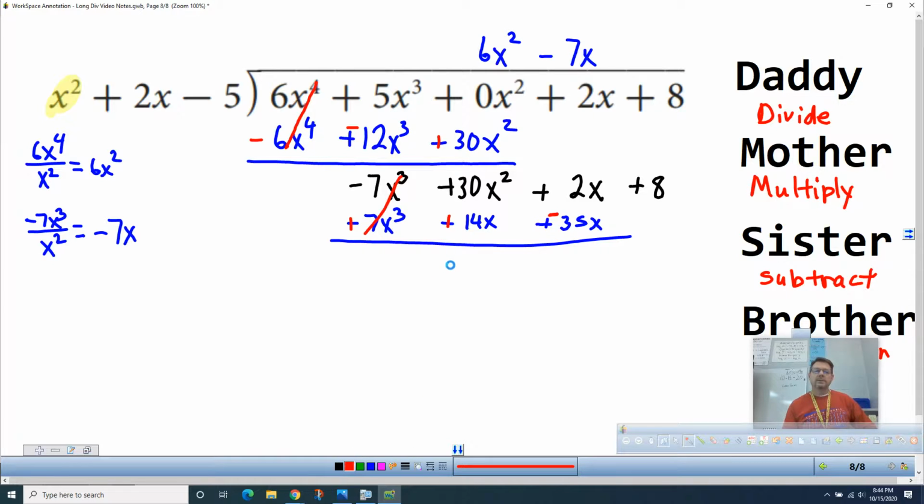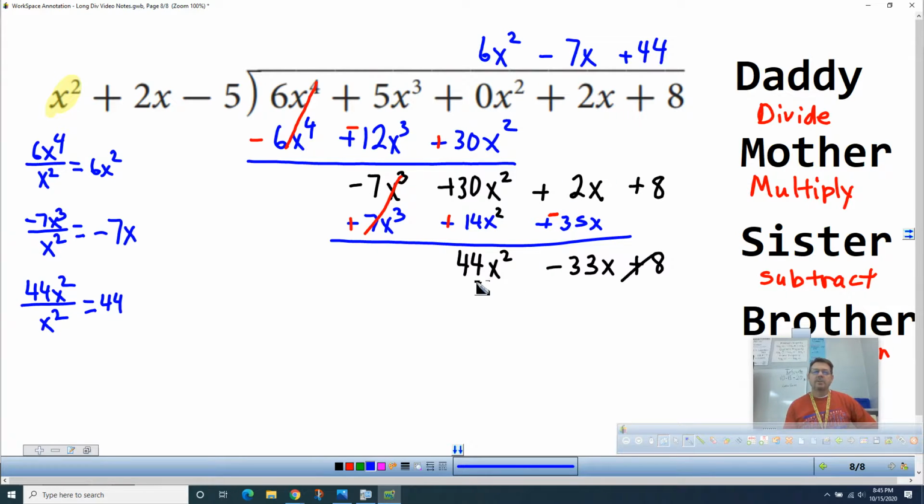Clean this guy up some. So I think that's going to be 44x squared. And then negative 33x. Going to bring down my 8. Okay, I think we got one more step in us here. So we got a 44x squared over x squared. Leaves me with just 44. So plus 44.